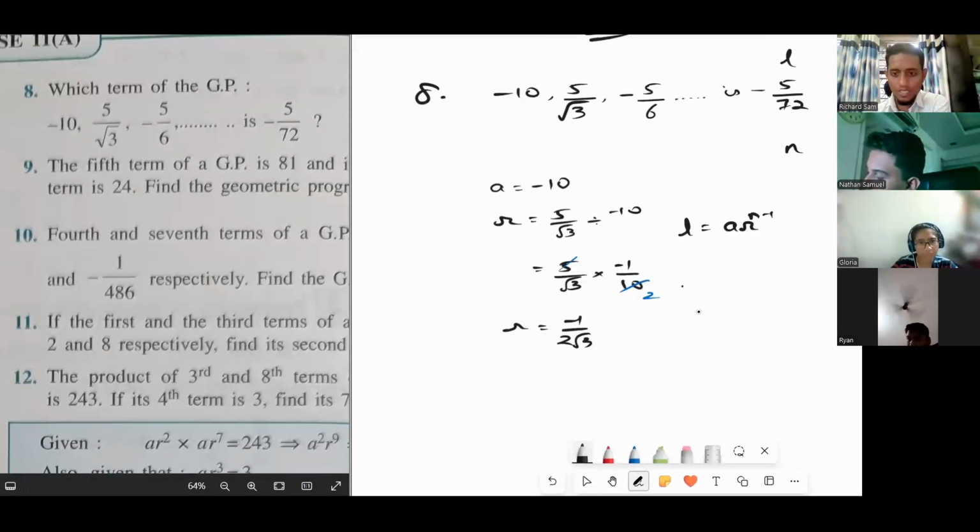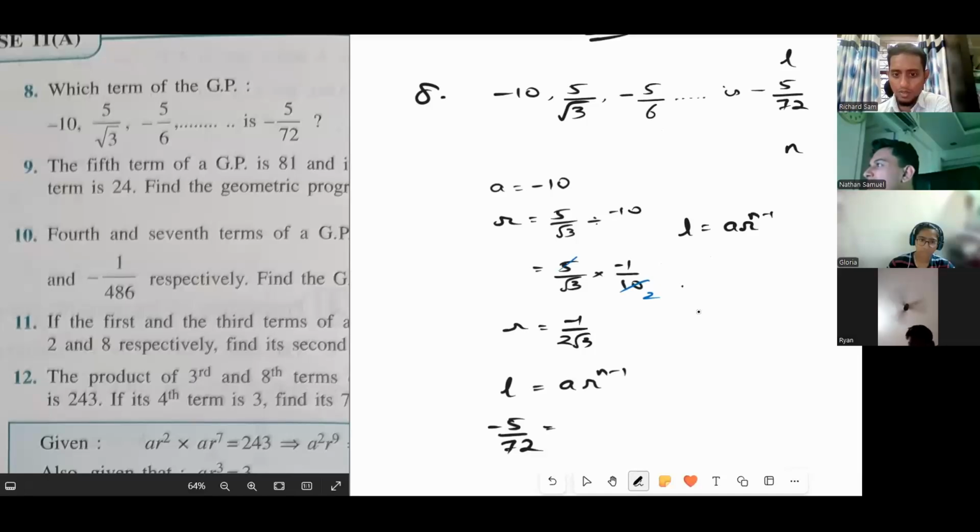Okay. So let's do L is equal to AR raised to N minus 1. We have the last term, which is minus 5 upon 72. That is equal to A is minus 10 into R is minus 1 upon 2 root 3 raised to N minus 1. Correct? Yes.